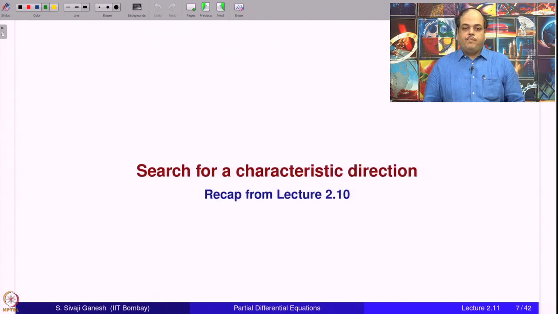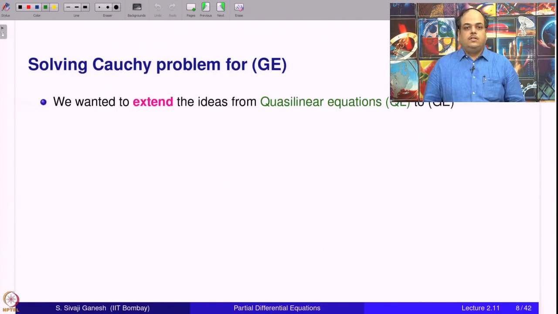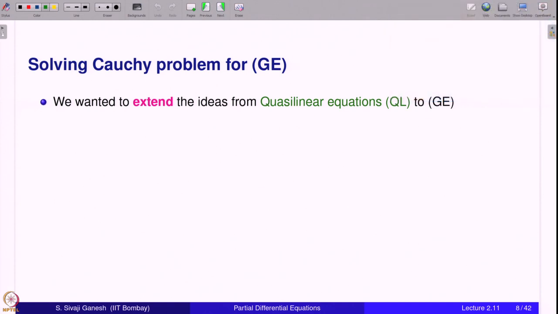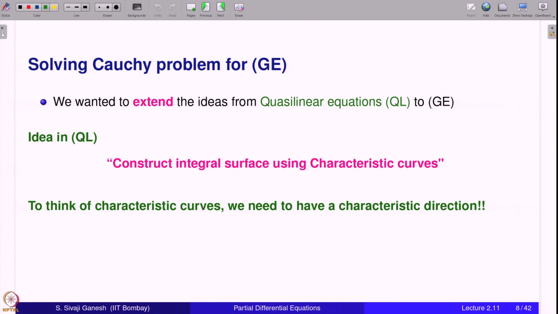Now, let us recap from the last lecture the search for a characteristic direction. We wanted to extend the ideas from quasi-linear equations to general equations. The idea in quasi-linear equations was to construct an integral surface using characteristic curves. To think of characteristic curves, we need to have a characteristic direction. So, how do you obtain a characteristic direction for GE? That is the question.